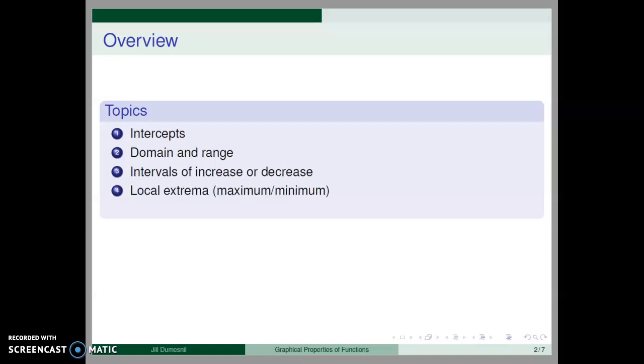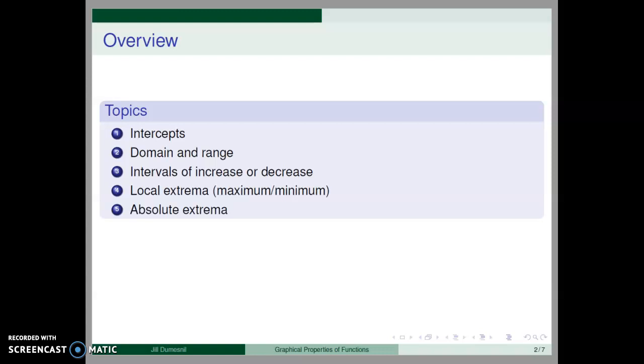Local or relative extrema. Extrema refers to maximum or minimum function values. Local refers to a specific interval in the domain. For example, local extreme values occur at the top of a hill or the bottom of a valley. Local extreme values are sometimes called relative extreme values.